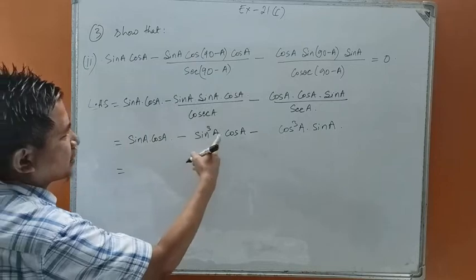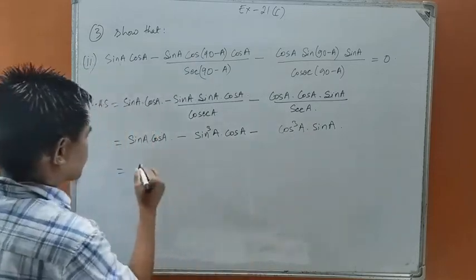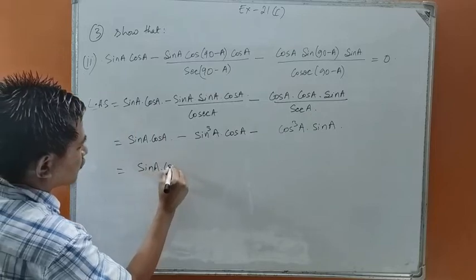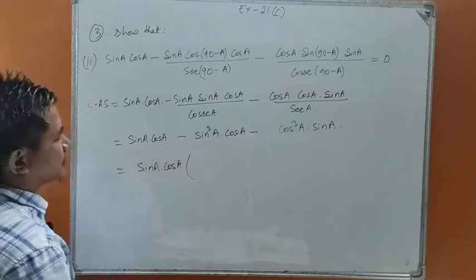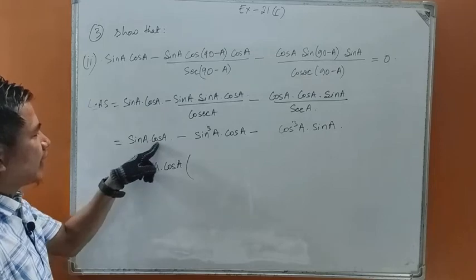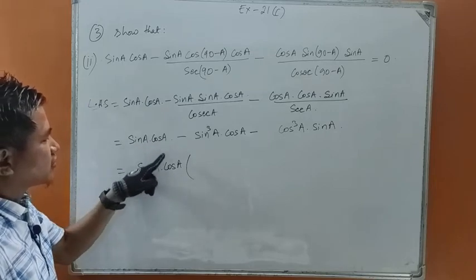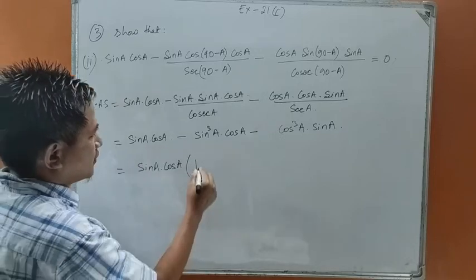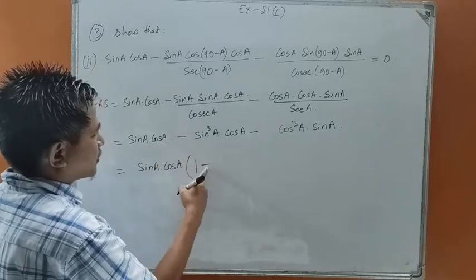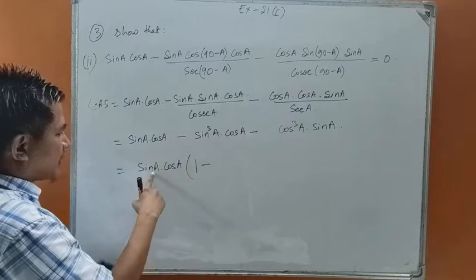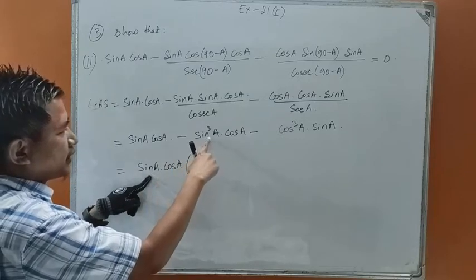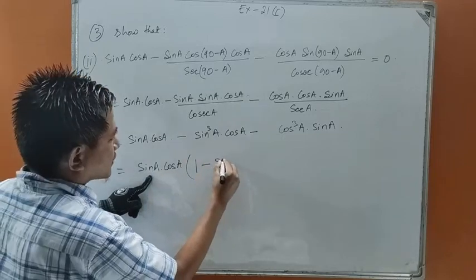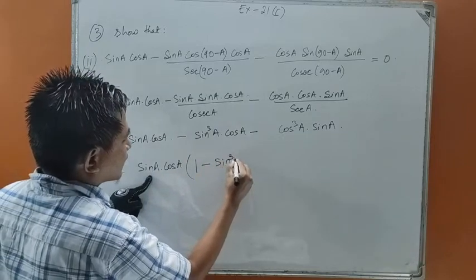Sine A cos A, sine A cos A, sine A cos A. So let us take the common sine A cos A out, and within the bracket remains, here we had sine A cos A. Now this sine A cos A is taken out, so 1 remains within the bracket, minus, this minus sign comes here. We took out sine A, isn't it? But we had sine cube A here, so sine A is taken out, means sine square A is still remaining inside the bracket, isn't it?